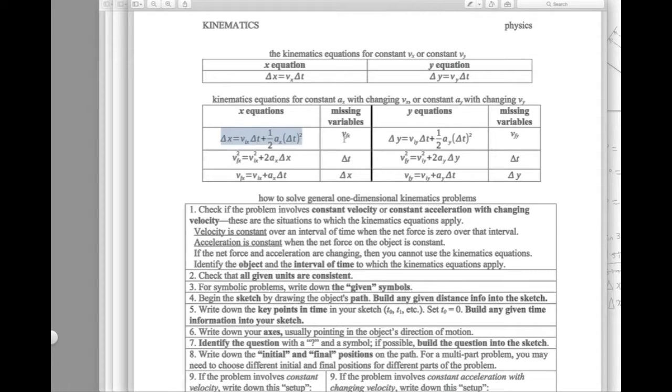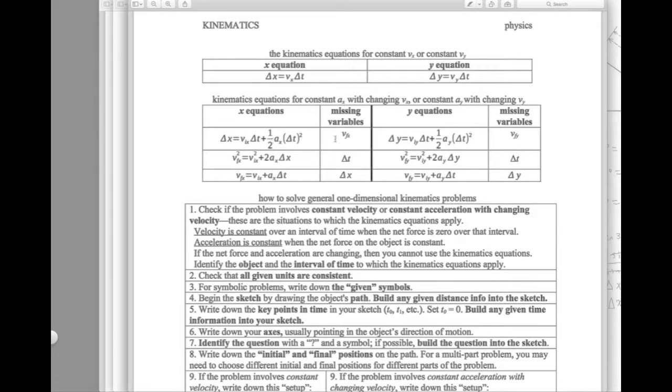Here's the kinematics equation that is missing v final x. Remember that we want to choose from this box of equations because this is the box that contains the kinematics equations that apply to constant acceleration with changing velocity. And we're choosing from the x component equations on this problem because the object is moving in the x component. So we'd like to write out this kinematics equation now.